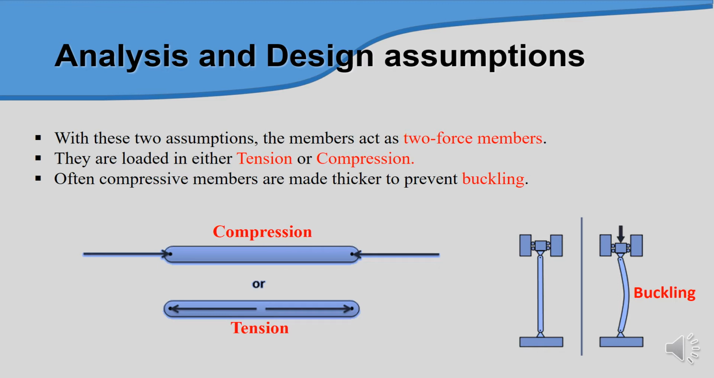Okay, they are loaded with either tension or compression. That means in the upper diagram we have a compression whereby two forces act in opposite directions. Okay, which means compression takes place, and the second diagram is a tension. Often compressive members are made thicker to prevent buckling. That means the diagram is something like this. When you apply the force from the upper direction, it will bend at the middle.